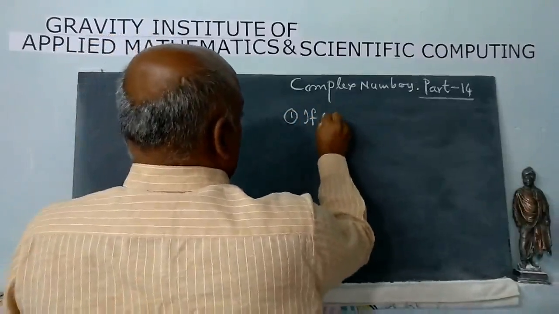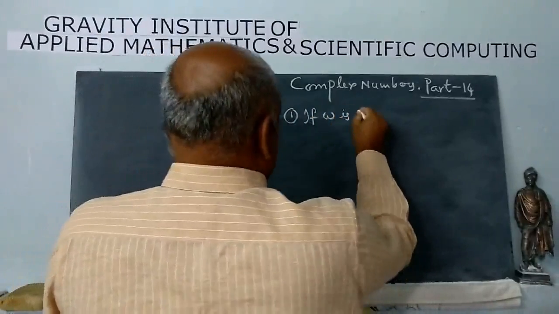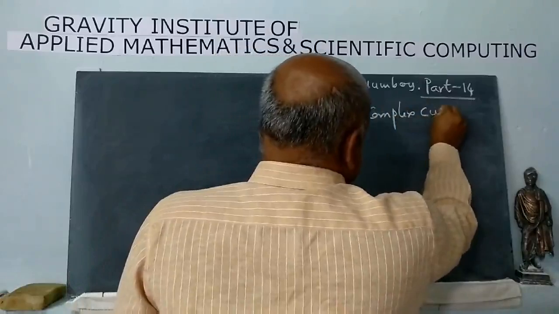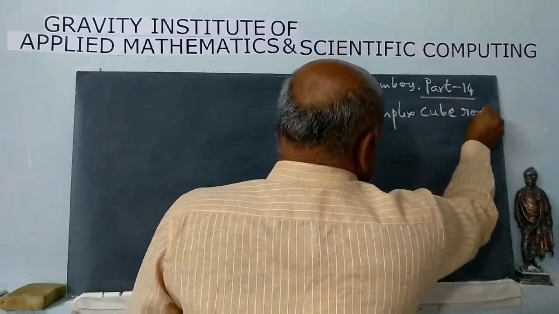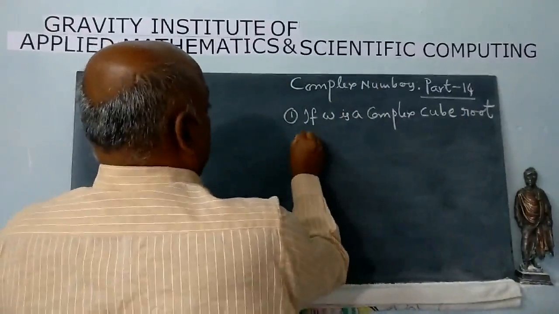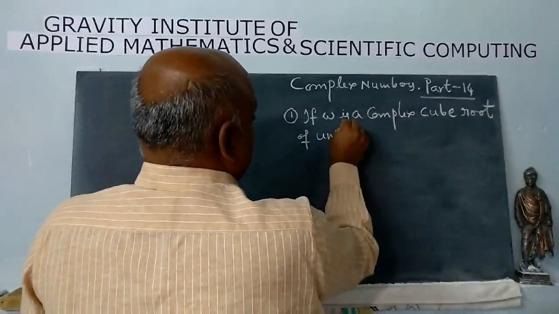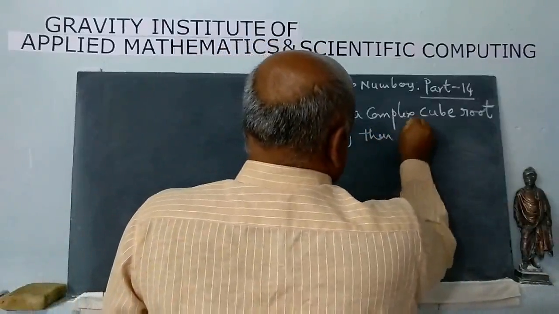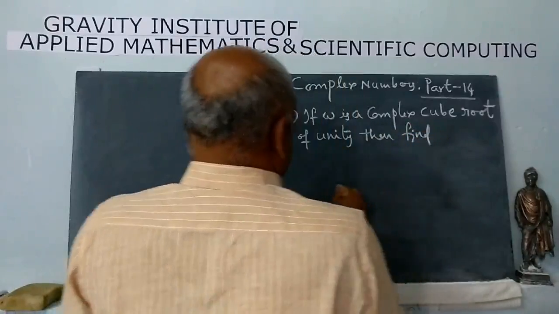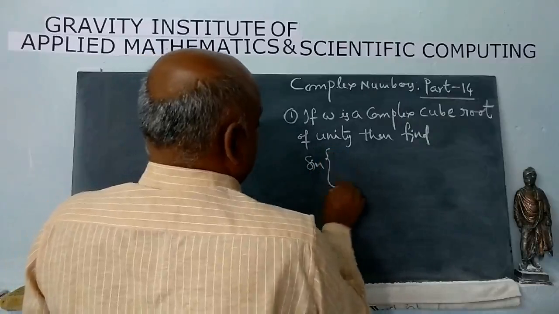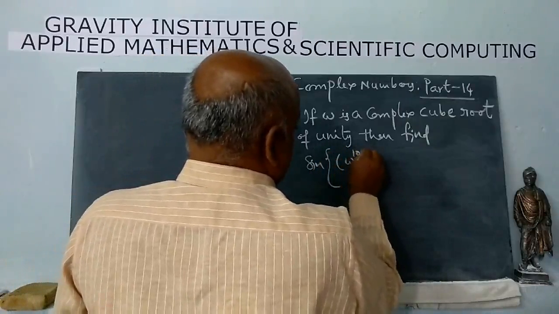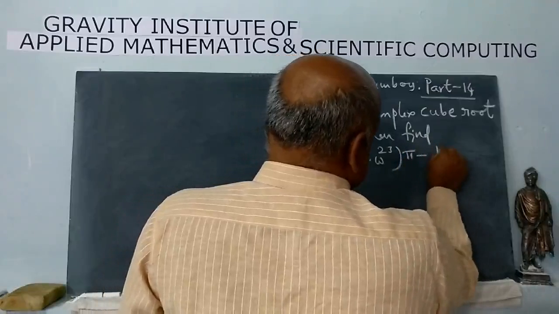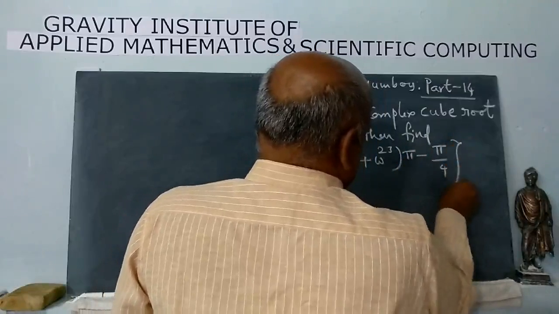If omega is a complex cube root of unity, then find sine of omega to the power of 10 plus omega to the power of 23 into pi minus pi by 4.